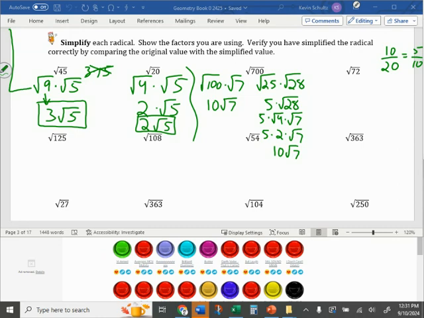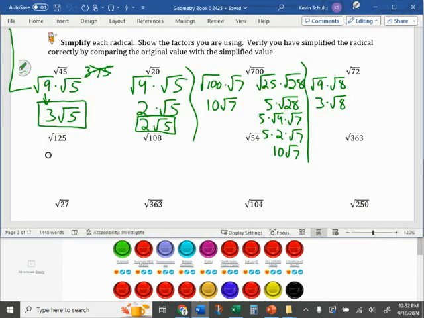Root 72. Who has an option for us? 9 and 8. Okay. Root 9 times root 8. 9 times 8 is 72. Root 9 is a perfect square. What does it simplify down to be? 3. But 8 can be simplified. What was our whoopsie here? It can get divided. We didn't pick the largest perfect square.